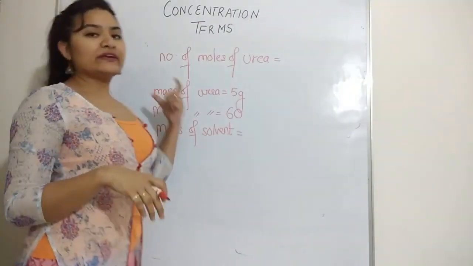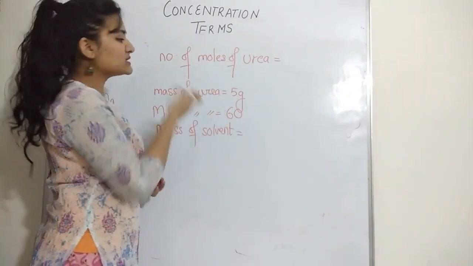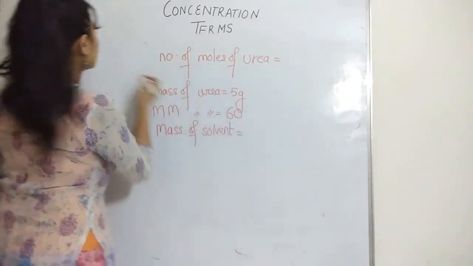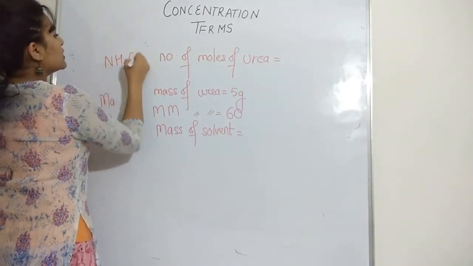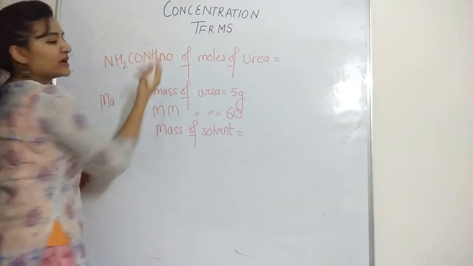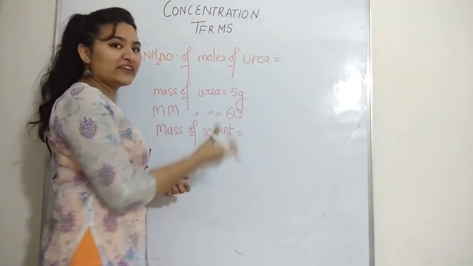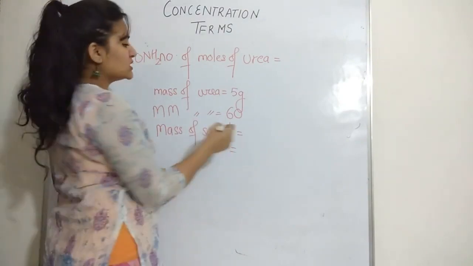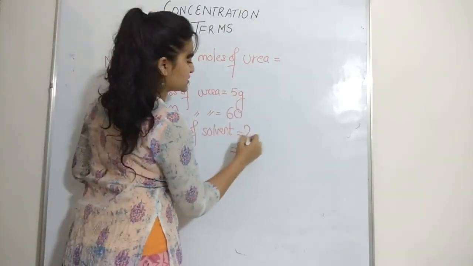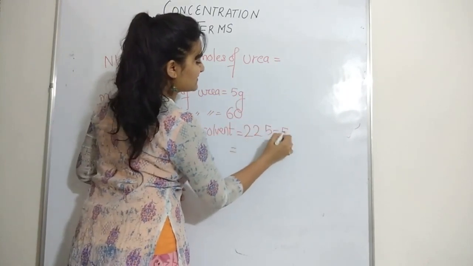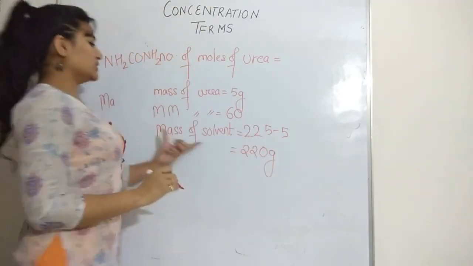Now, what are the given things? Mass of urea is given, that's 5 grams. Molecular mass is 60. How do you find out that? Urea's formula is NH2CONH2. So you can find out the molecular mass from there. Now the given mass in the question is 225 gram of the solution. So what will be the mass of the solvent? Urea's mass has to be subtracted from it. 225 minus 5, which will be 220 grams of the solvent.